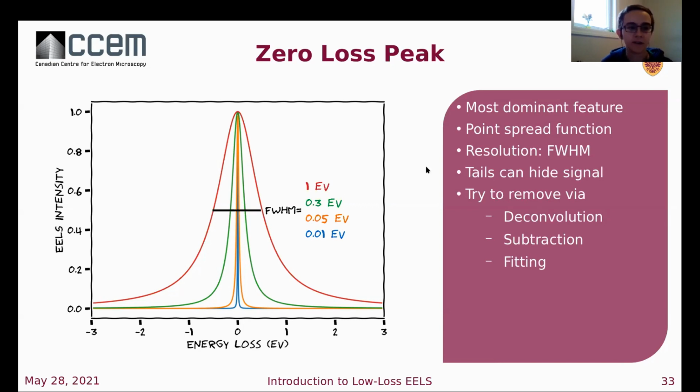We can also refer to it as the point spread function of our spectrum. So the resolution of our spectrum is given by our full width at half maximum. If the peak is very fat, then it's going to hide any signal from your material that may occur in the first few eV. So if we want to start probing in the infrared, we're looking at less than 1 eV. We need to have a very skinny zero loss peak to even be able to see the signal here without it being overwhelmed by the giant zero loss.